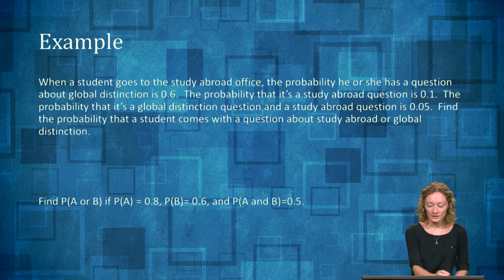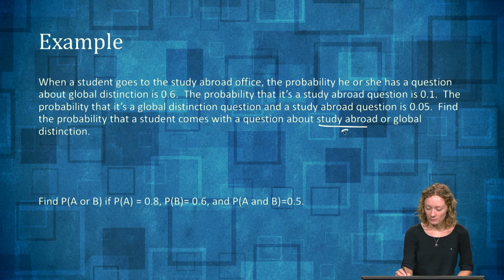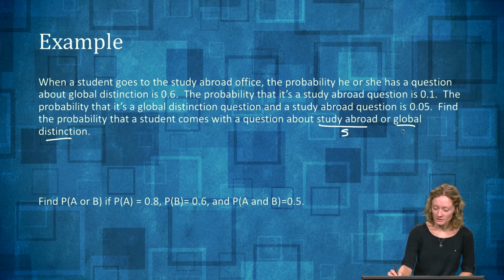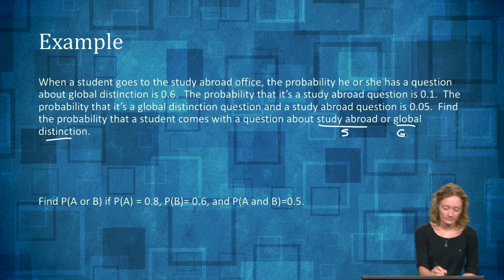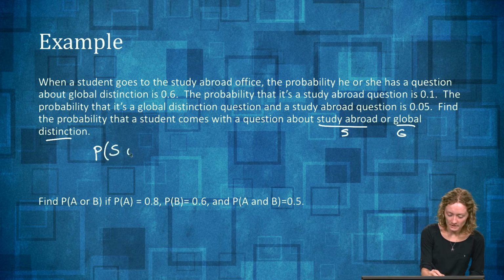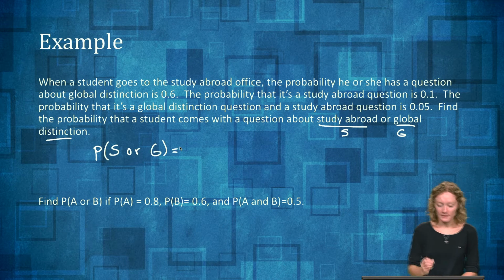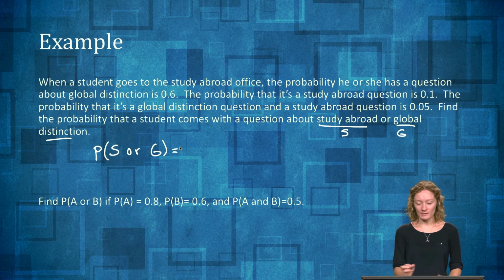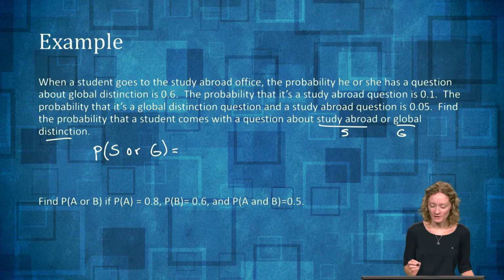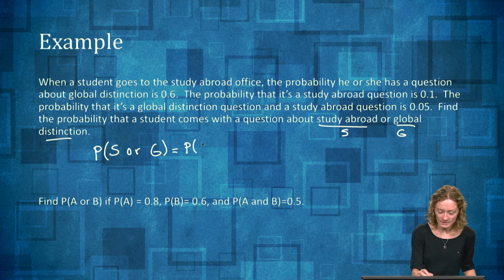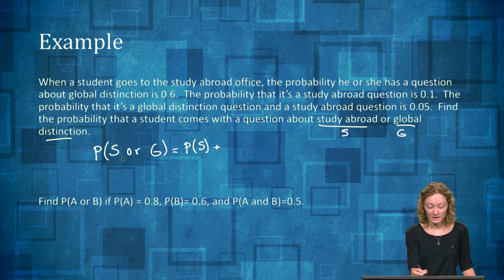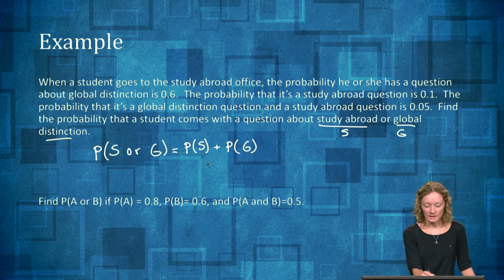So this is an or scenario again. Study abroad, we'll call S. Global distinction, we'll call G. All right, probability of S or G. This one is the case where you're stuck using the formula if you're given these specific pieces of information. And they're giving us decimals, so we're going to present a decimal answer. For the most part, your answers are going to be fractions. Okay, so the formula says take the probability of each individual piece and add them together. Study abroad only, global distinction only, and subtract out if it's both study abroad and global distinction.